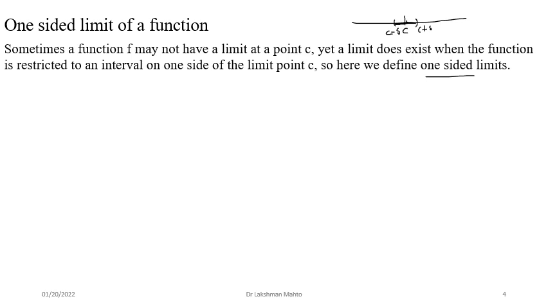So sidewise, the right side interval we call the right side neighborhood, C to C plus delta, and the left side neighborhood we call C minus delta to C. That's why the one-sided concept is coming here. So we have to find the limit in either of these two intervals. We have to look further, we have to zoom in. So the approach would be from one side, a one-sided approach.